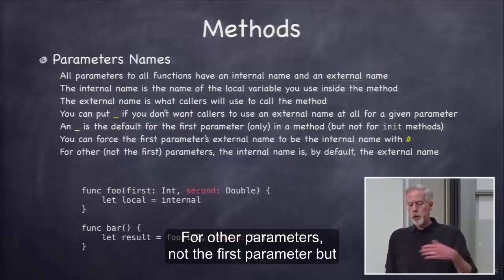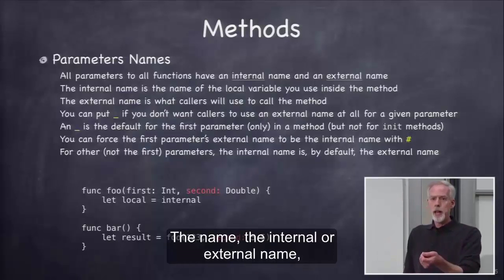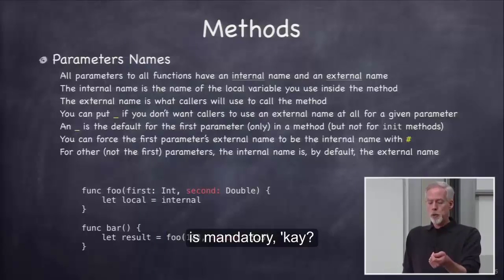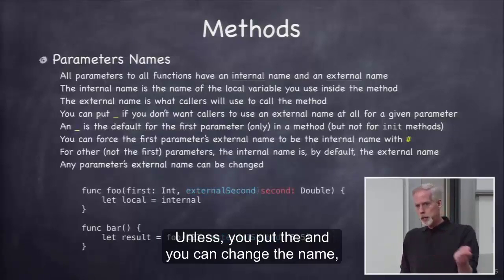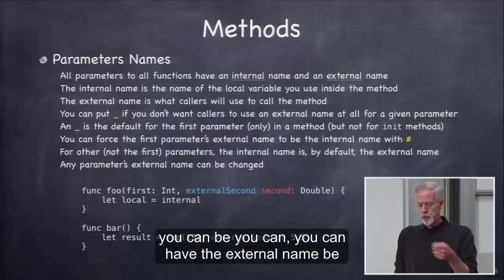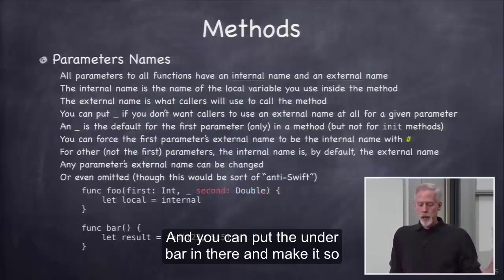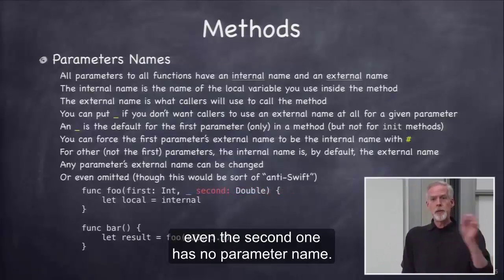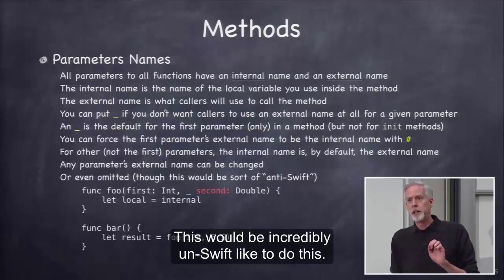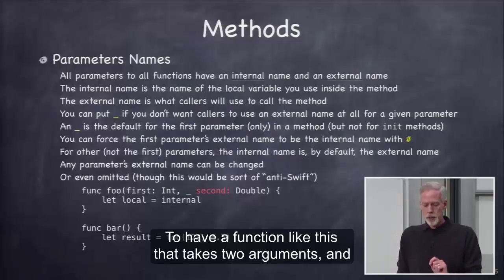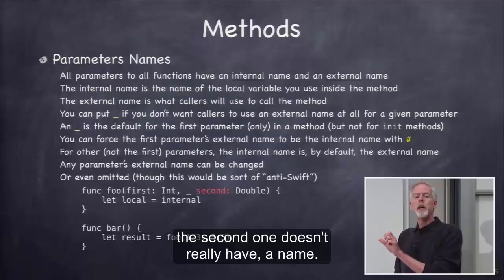For other parameters, not the first parameter, the internal or an external name is mandatory. And you can change the name. You can have the external name be different for any parameter, not just the first one. And you can put the underbar in there and make it so even the second one has no parameter name. This would be incredibly un-Swift-like, to have a function that takes two arguments and the second one doesn't really have a name.